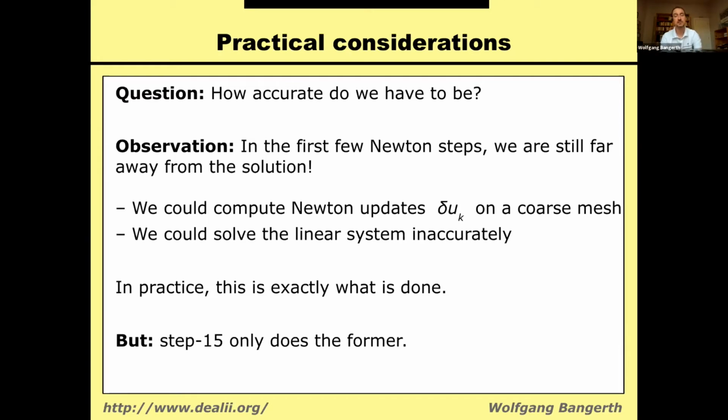So there are strategies that tell you how accurately you have to solve the linear system. The most widely used is the Eisenstat-Walker trick. The Eisenstat-Walker trick says you have to solve the linear system to this particular accuracy, and it gives you a rule for how accurate you need to be. But step 15 also doesn't do this.